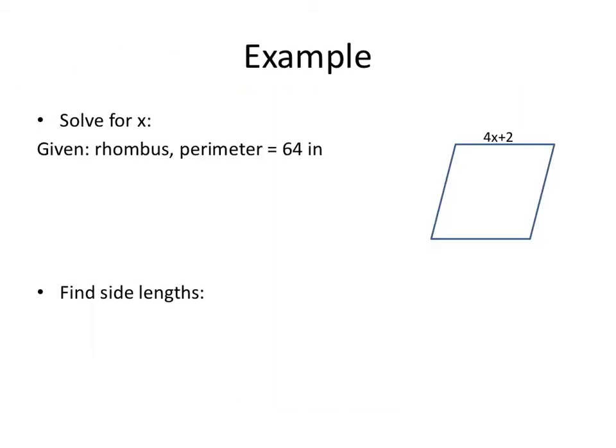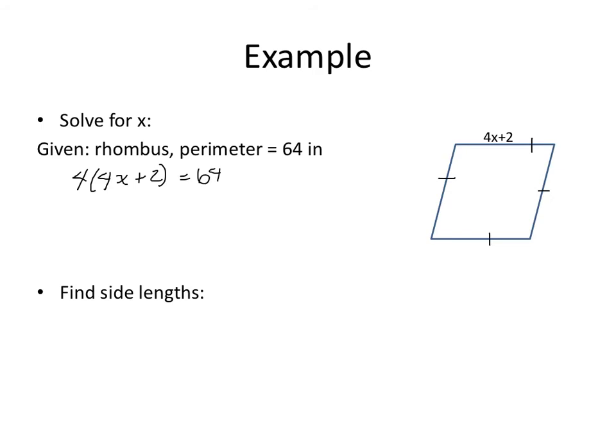Here's another way we can do this. Solve for x. We're given that this is a rhombus, and we're given that the perimeter is 64 inches. Now with a rhombus, we know that all four of my sides are congruent. So my perimeter is going to add up to the length of all four of those sides, which is 4 times 4x plus 2, which should equal 64.